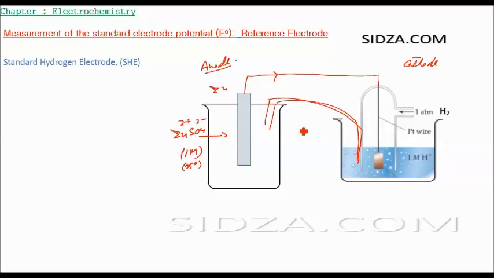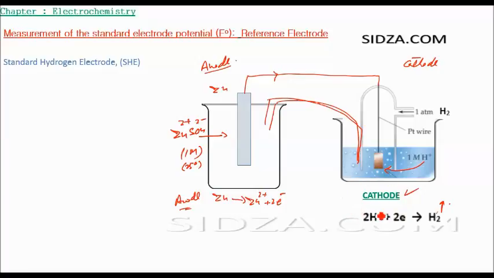So zinc loses electrons and the hydrogen gains. The electrode where oxidation occurs is called the anode, and the electrode where reduction occurs is called the cathode. So the cell reaction which occurs at the zinc is that the zinc dissociates into zinc ions and electrons, so it acts as anode. The same electrons are accepted by the hydrogen ions. They gain the electrons and form hydrogen gas, and therefore it acts as a cathode.